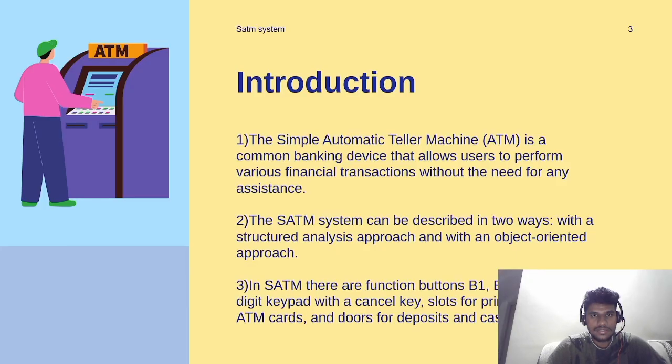Introduction. The simple automatic teller machine, which is ATM, is a common banking device that allows users to perform various financial transactions without the need for any assistance. The SATM system can be described in two ways, with a structured analysis approach and with the object-oriented approach. In SATM, there are function buttons B1, B2, and B3, a digit keypad with a cancel key, slots for printer, receipts and ATM cards, and doors for deposits and cash withdrawals.